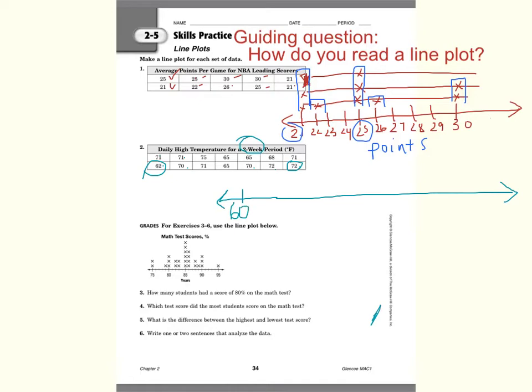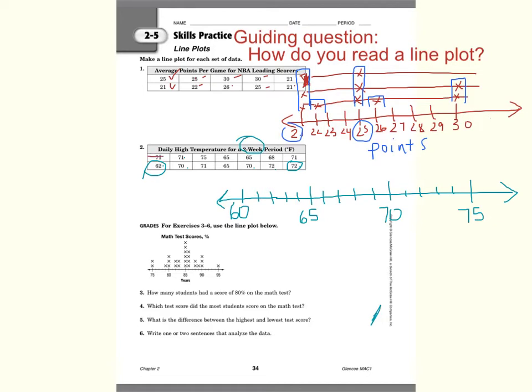and then I'm going to mark all of them, but I'm only going to label every other one. Every 5. 61, 2, 3, 4, 5. 66, 67, 68, 69, 70, 71, 72, 73, 74, 75. Okay, now we are simply going to put an X for each number for each temperature.